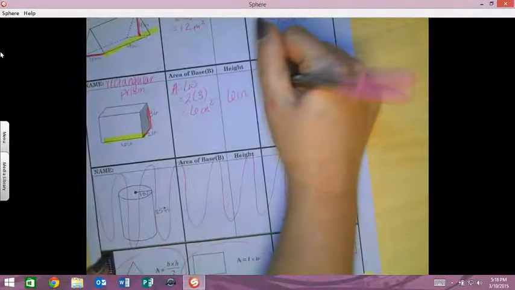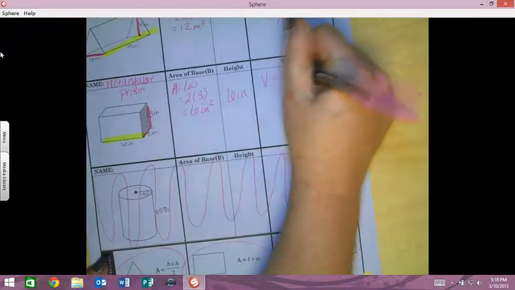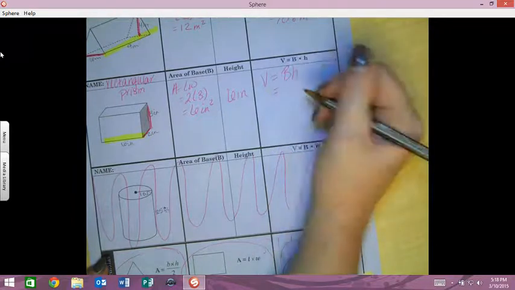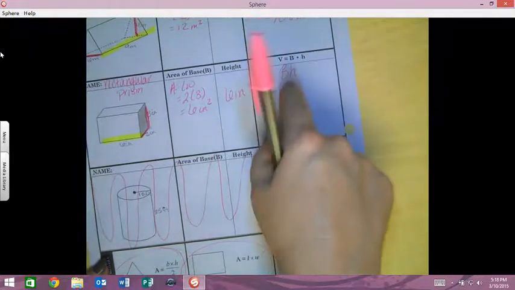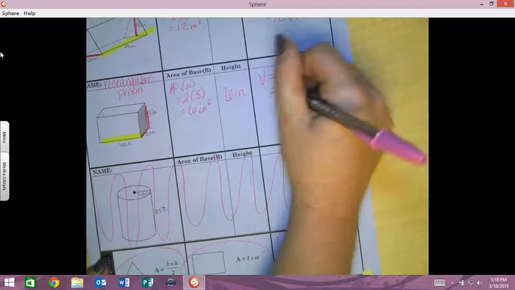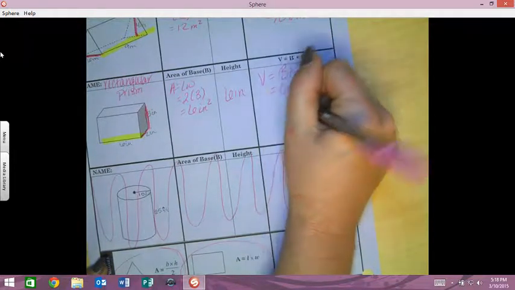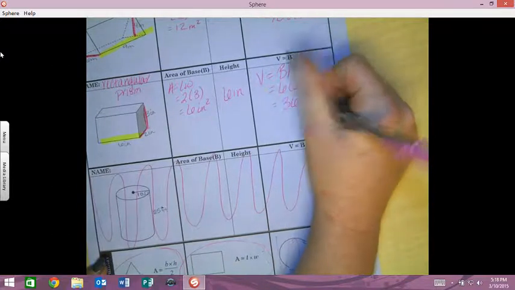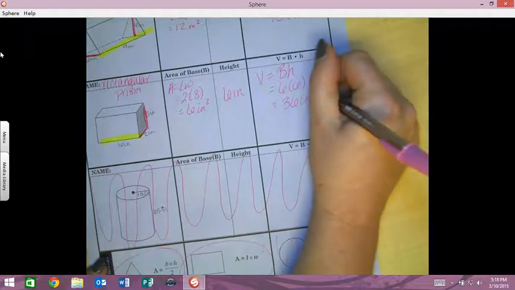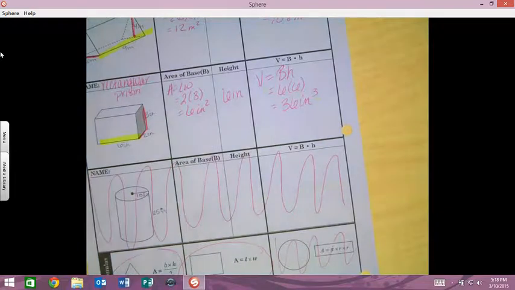So for our volume, we're going to do big B times H. Remember, we always write our formula. Even though it's right there written for us, we always want to write it again. So our big B is 6, and our H is 6. So 6 times 6 equals 36. And our final answer is 36 cubic inches. So 36 inches to the 3rd power.